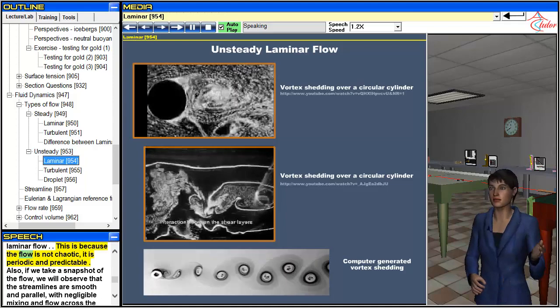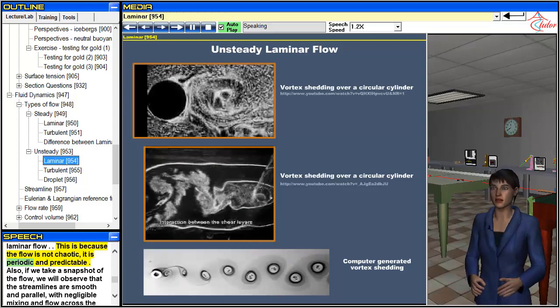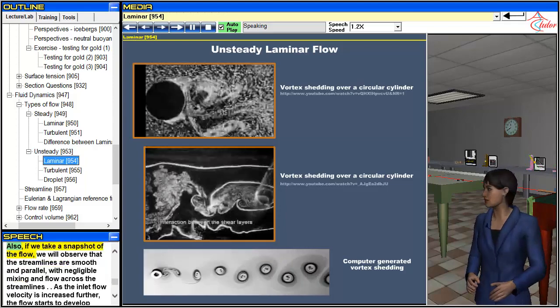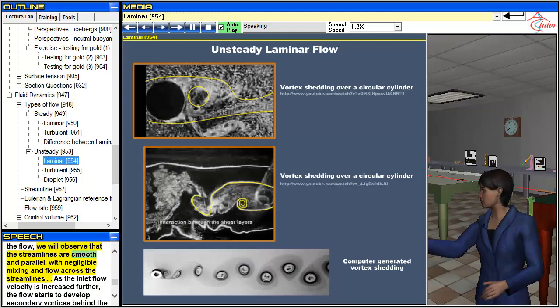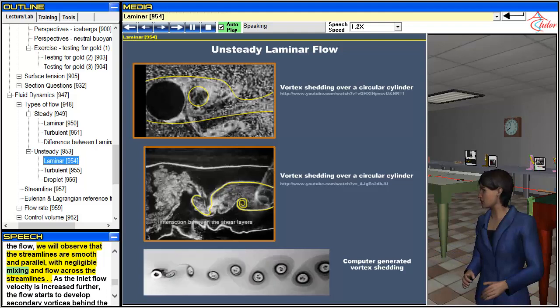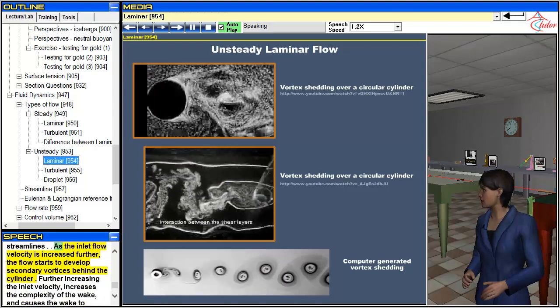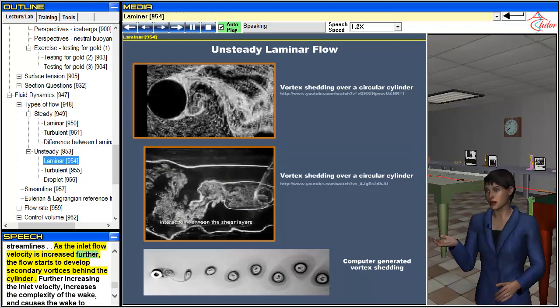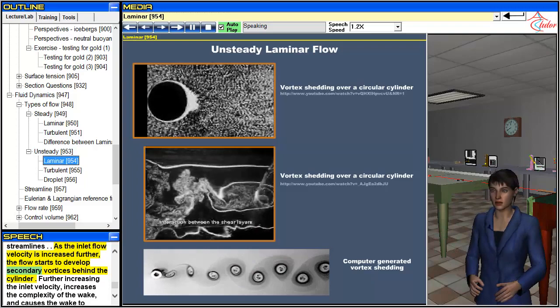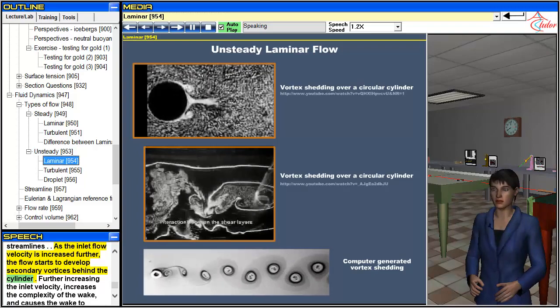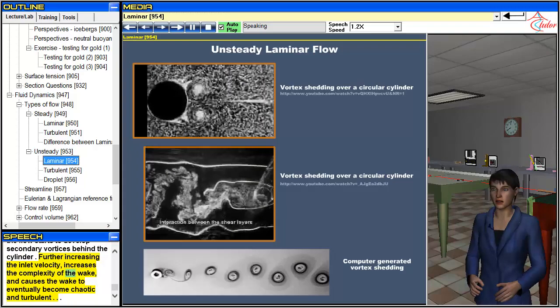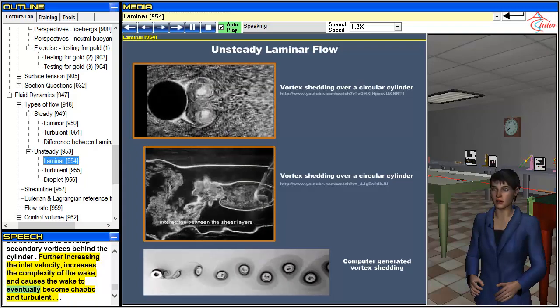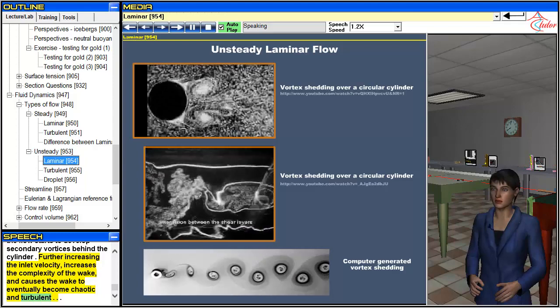This is because the flow is not chaotic, it is periodic and predictable. Also, if we take a snapshot of the flow, we will observe that the streamlines are smooth and parallel, with negligible mixing and flow across the streamlines. As the inlet flow velocity is increased further, the flow starts to develop secondary vortices behind the cylinder. Further increasing the inlet velocity increases the complexity of the wake, and causes the wake to eventually become chaotic and turbulent.